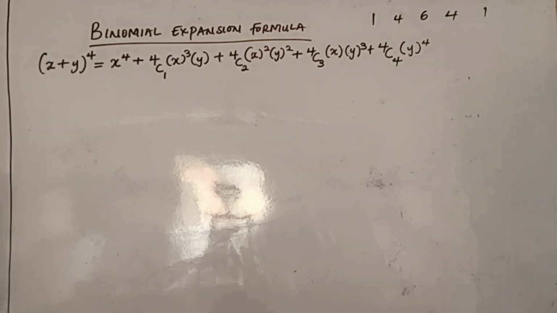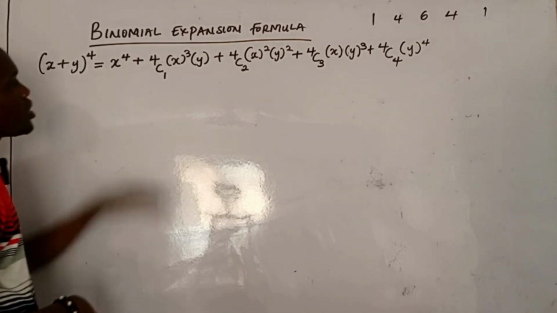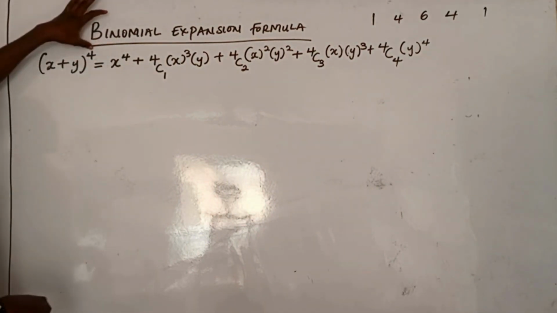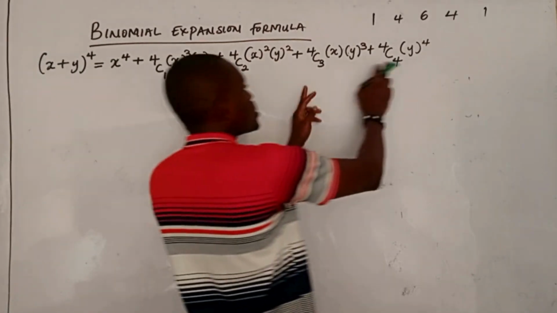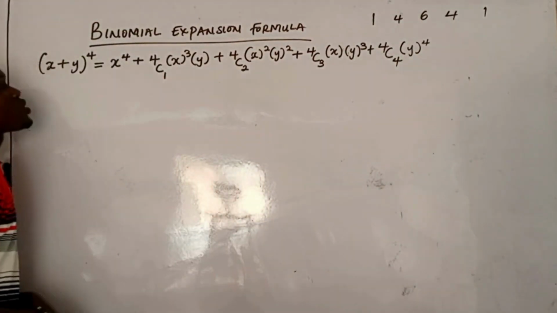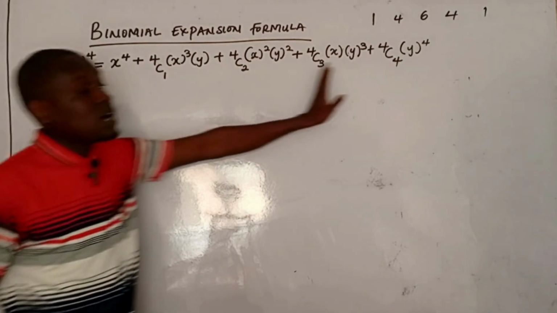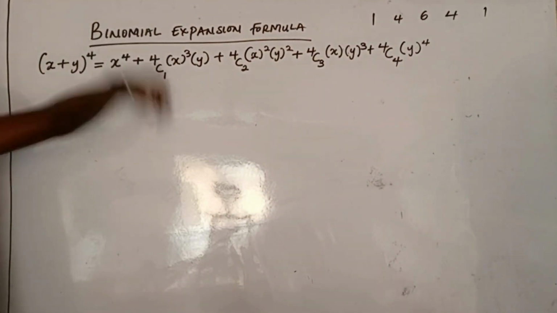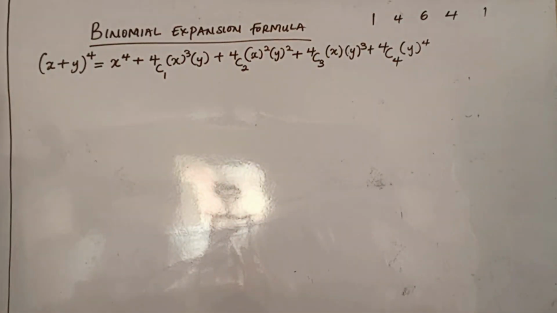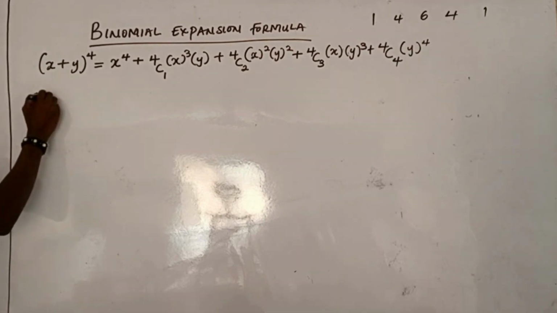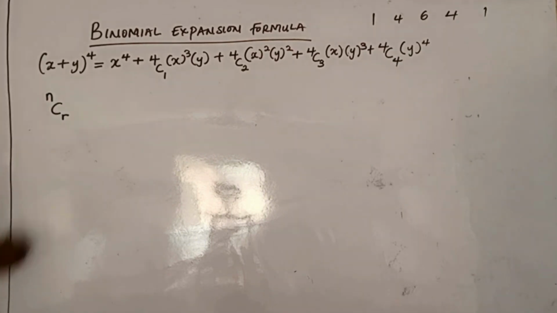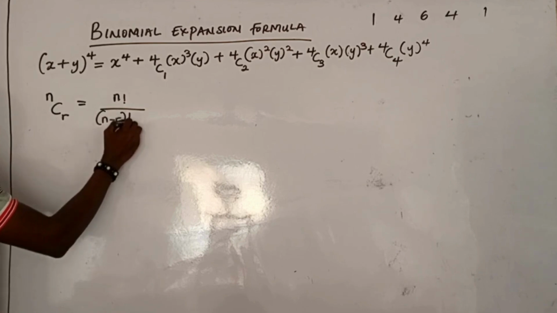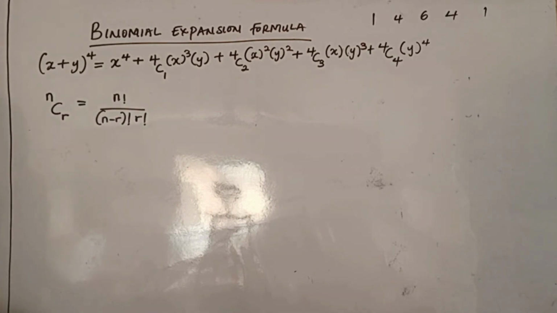Now, what does this 4 select 1, 4 combine 2, 4 combine 3, 4 combine 4 mean? If you notice what we have just done, the power here is 4, so that's why we bring in this combination 4 times: 1, 2, 3, 4. Whatever your degree is, that is how your combination will work. Now let me use this opportunity to explain what 4 select 1 means. From the knowledge of combination, when you have n select r, it simply means n factorial all over (n minus r) factorial times r factorial.